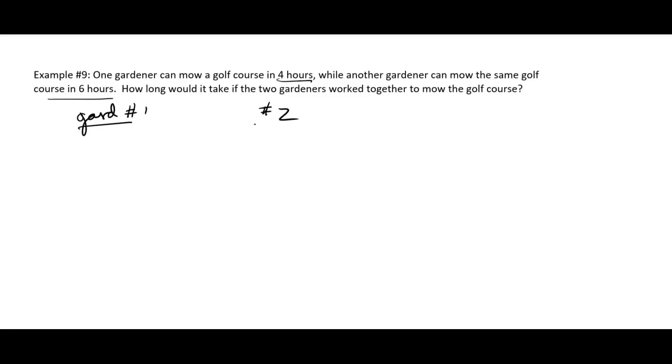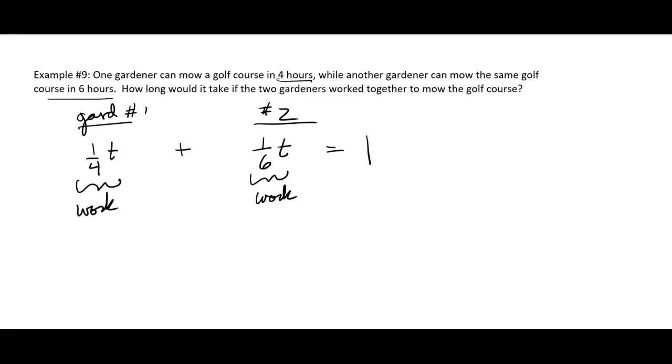Okay, so it's very similar to that paint problem I was doing. The first gardener, he gets 1/4 of the job done for every hour, and we don't know how long it is, but I'll use T for time, or you could use H for hours. He's going to get 1/4 of the job done for every hour that goes by. The other gardener, he gets 1/6 of the job done for every hour that goes by. They're going to work together, so we take the amount of work. So this represents how much work is actually being done by gardener 1. We take how much work he gets done plus how much work this guy gets done, and it has to equal one mowed golf course.